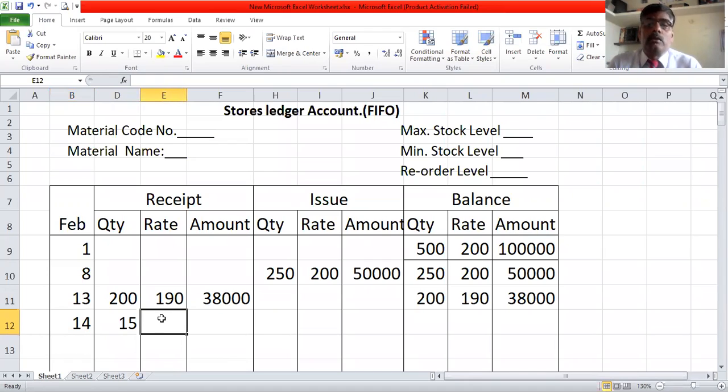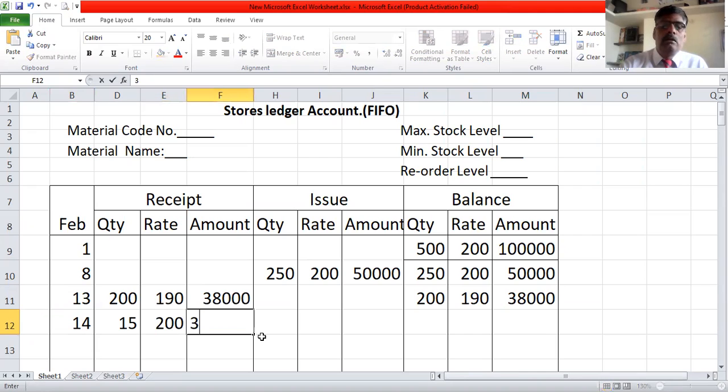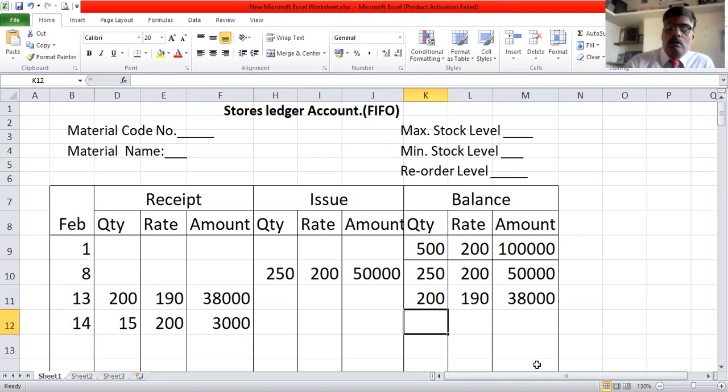But specification is not given in this problem. So you have to take the rate in the issue column. The last rate in the issue column is to be taken for this type of transaction. In the issue column, there is only one rate. That is the first and that is the last. So you take that rate. 200. 15 into 200, 3,000. 3,000 is the amount and enter in the balance column. In the balance column, 15 units at the rate of 200, amount is 3,000.